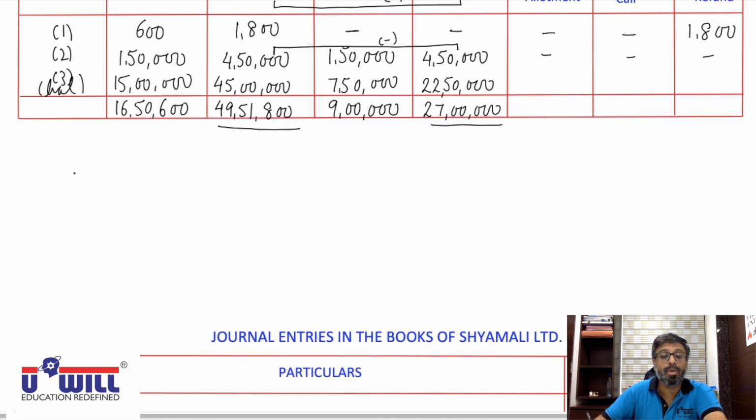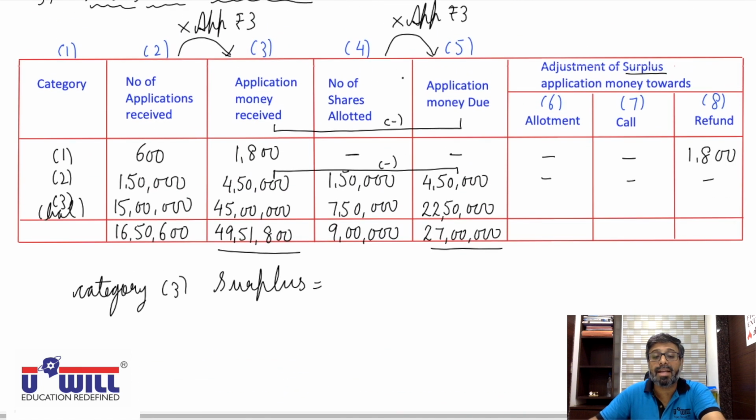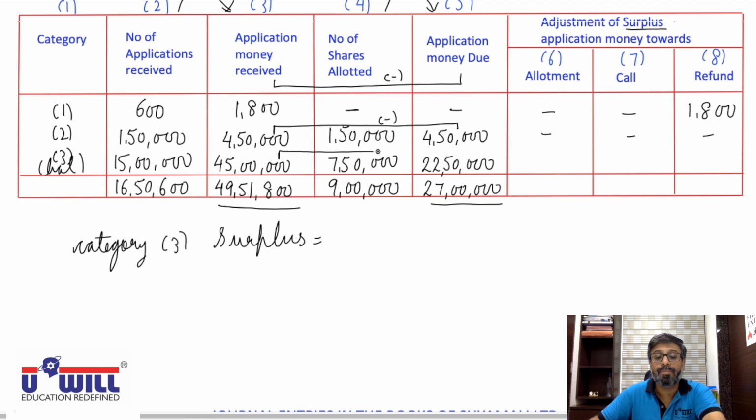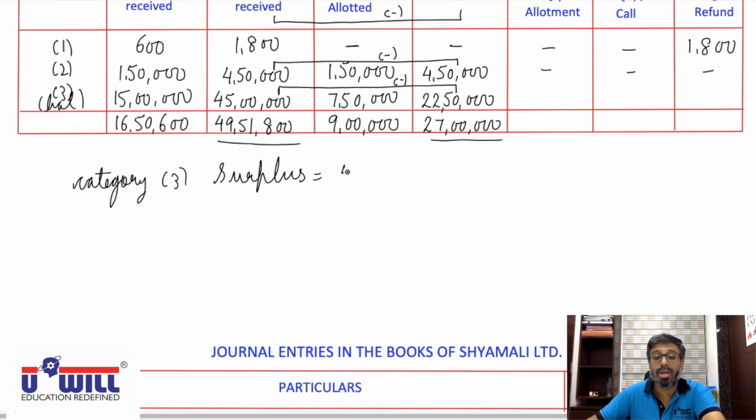Now third category, only in category 3 we have to do this surplus. So how do we find this surplus? As you all know, column number 3 minus column number 5. 45 lakhs column number 3 application money received minus 22,50,000 column number 5 application money due. So surplus is also 22,50,000.